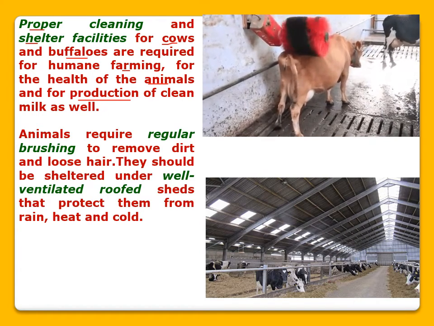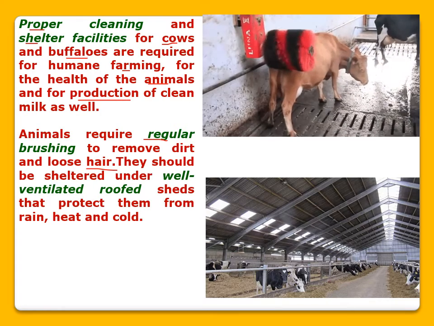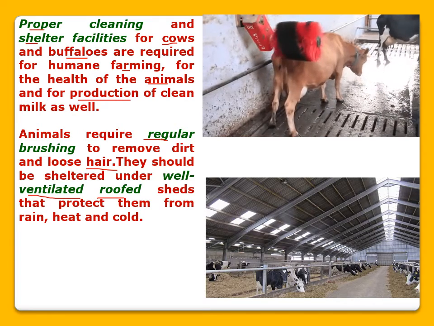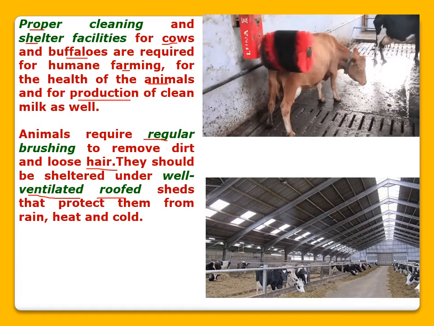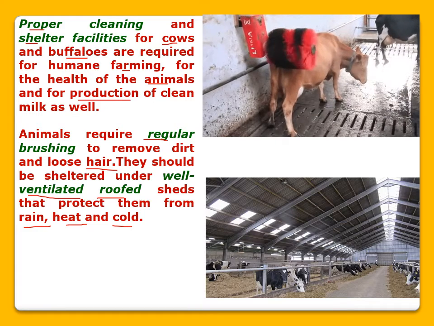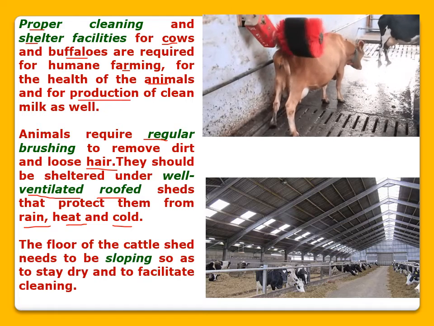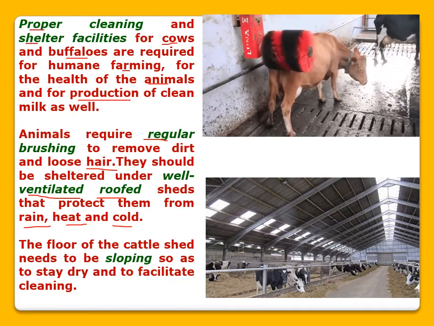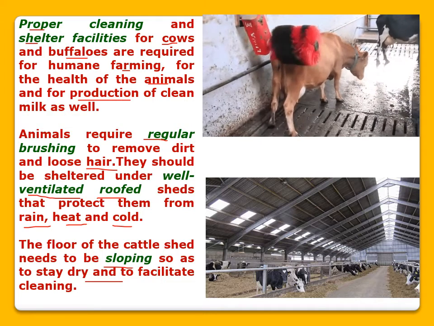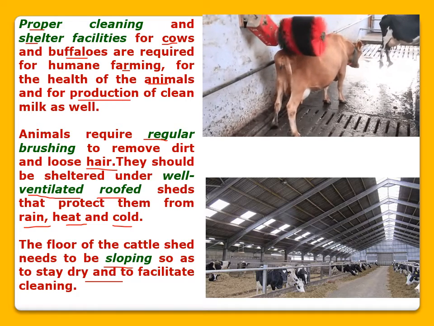Animals require regular brushing to remove dirt and loose hair. They should be sheltered under well ventilated roofed sheds, and that shed should protect them from rain, heat, and cold. So these are the basic requirements for animal farming. For livestock improvement, the floor of the cattle shed needs to be sloping so as to stay dry and to facilitate cleaning. Cleaning is the main factor that is required in cattle farming.